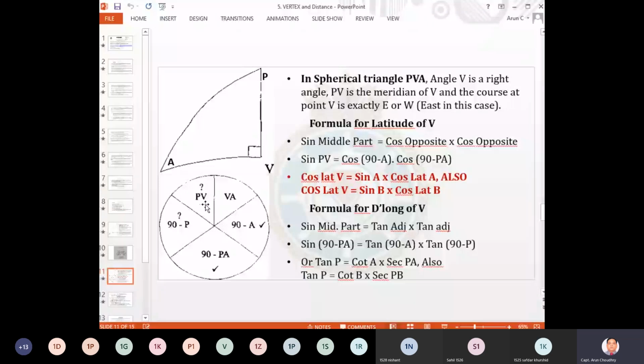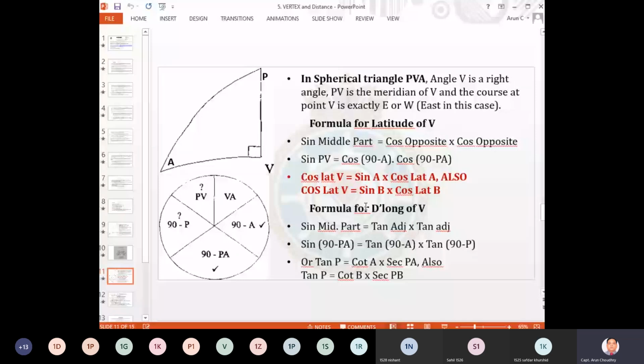If you know the value of PV, 90 minus PV will give you the latitude of vertex. So what we need to do is involve these three things: this value which is known, this value which is known, and this value which we have to calculate. We can involve these three things by applying the formula of cos opposite parts, which is sine of PV equal to cos of this part into cos of this part. And that is what we are doing here, the formula for latitude of B.